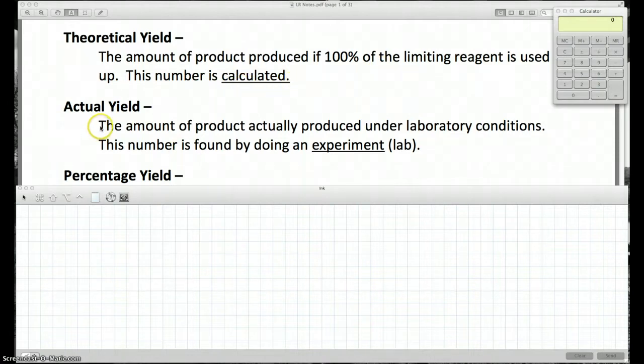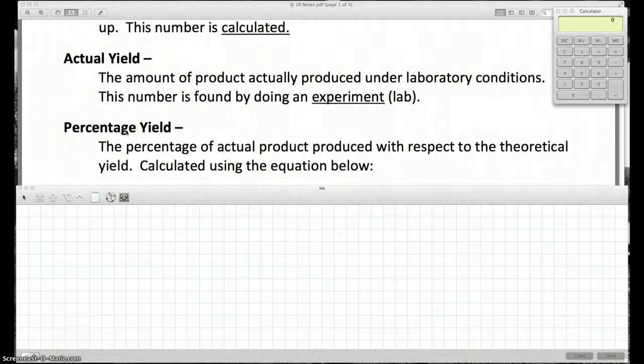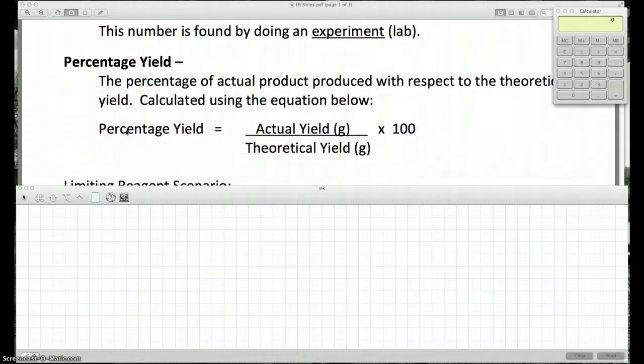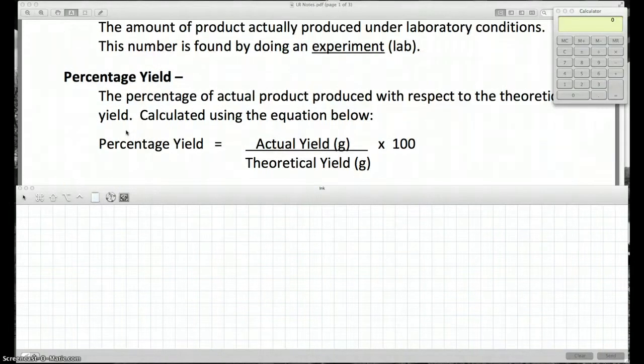Actual yield is if you actually do the lab. Let's say you do an experiment, and you generate some product. The amount that you actually make in the lab is the actual yield. Now, percentage yield is simply actual yield divided by theoretical yield times 100. The way I remember it is Pat times 100. Pat times 100.